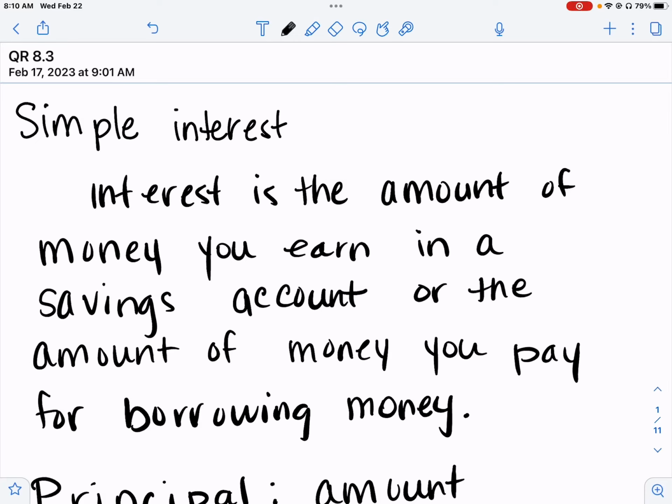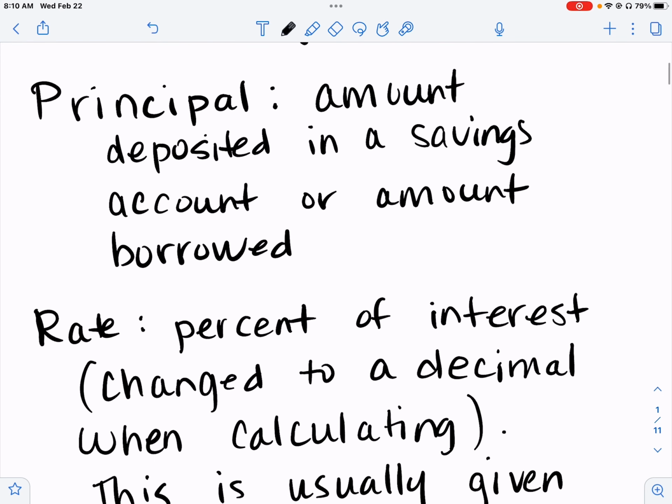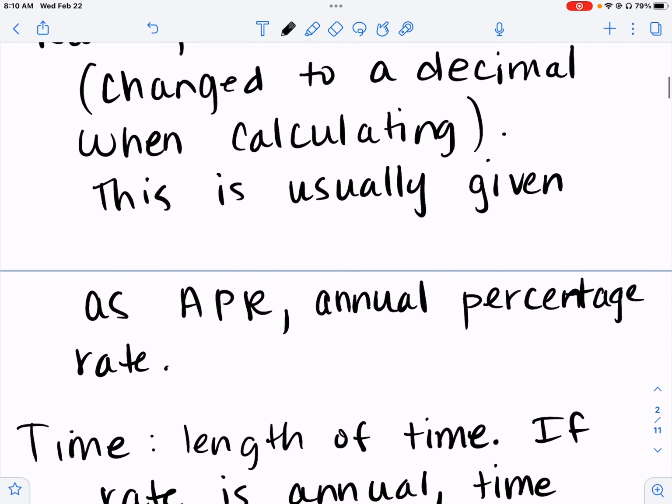Section 8.3, Simple Interest. Interest is the amount of money you earn in a savings account or the amount of money you pay for borrowing money. Principal is the amount deposited in a savings account or the amount borrowed. Rate is the percent of interest changed to a decimal when calculating. This is usually given as APR, annual percentage rate.